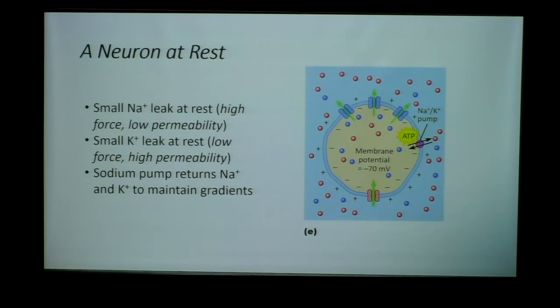So this is basically an overview of what we have in the cell, sort of putting all the players that we talked about, the leak channels, the pump channels, our relative concentration gradient, and what our overall membrane potential looks like, okay? So small sodium leak at rest, which is a high force and a low permeability, okay? Whereas we have a small potassium leak at rest, which is a low force and a high permeability. Like think about those doors or those channels. So the sodium pump is what is maintaining all of this. That's sort of the third factor here we talked about. That is returning these concentrations to their normal state.